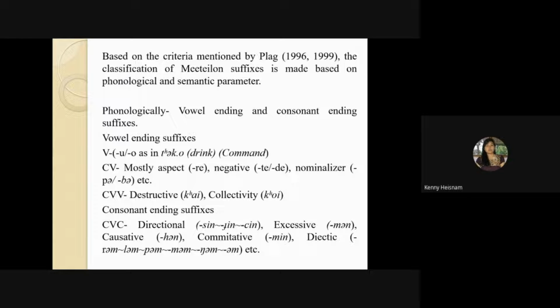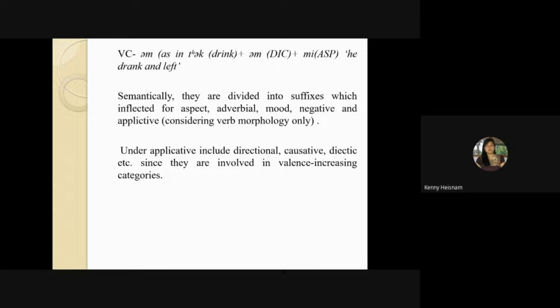And for the case of this consonant and these suffixes, two patterns have been observed. One is CVC. The CVC pattern is mostly found in Manipuri or Meeteilon. For example, directional marker sin, jin, tin, excessive marker man, causative, commutative, deictic, and so on. For the case of VC, it is observed as, for example, "it took me", that is, "he drank and left".